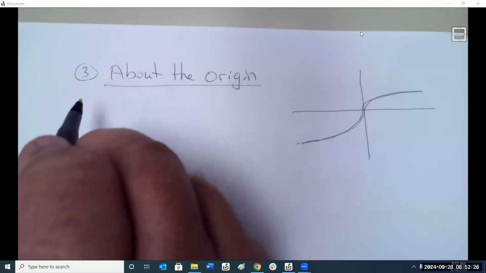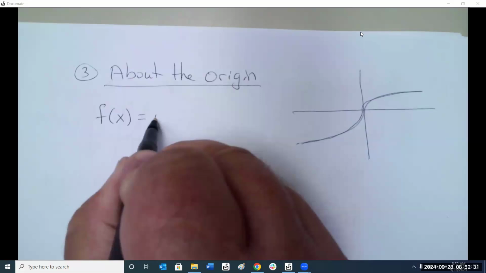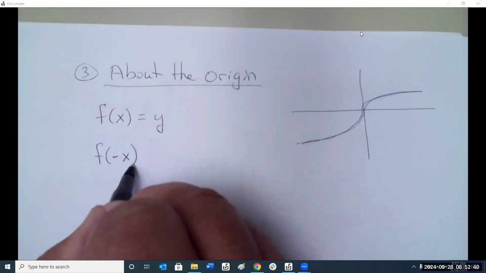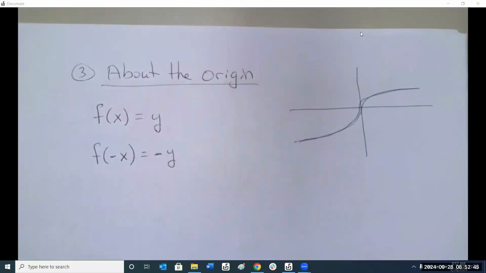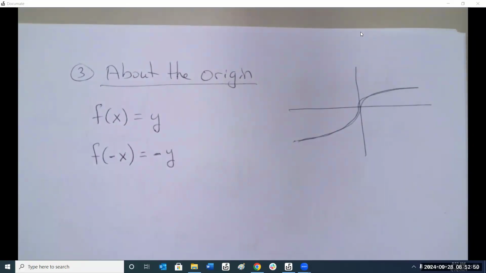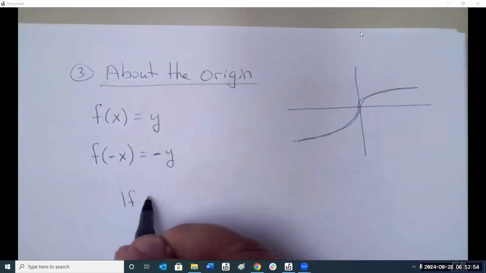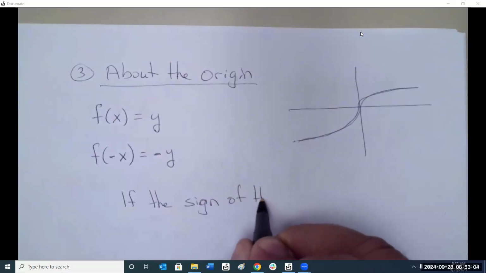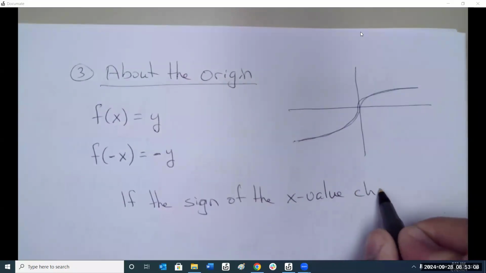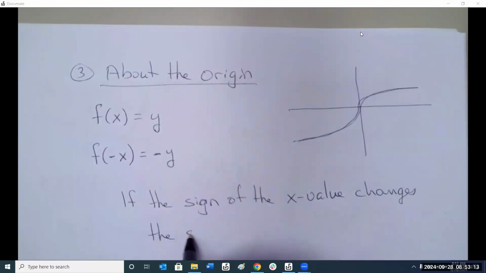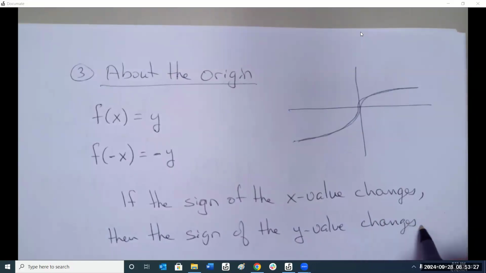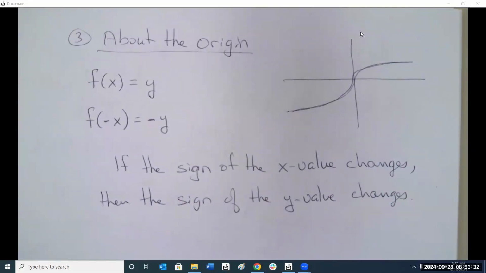This one's about the origin. What this one looks like is if I put a positive x, I get a value of y. If I put the same value but opposite sign, then I get the same answer but opposite sign. So this one basically, if the sign of the X value changes, then the sign of the Y value changes. That's how you can tell if it's symmetric about the origin.